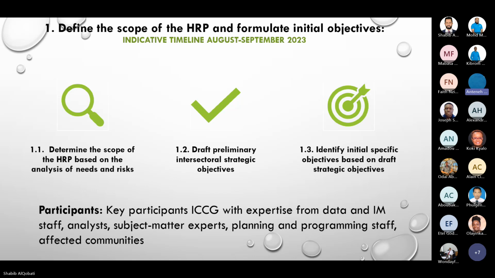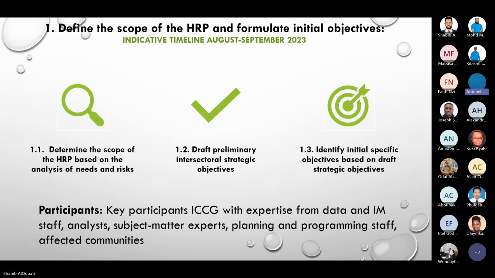As Joseph was raising in the question, this step has three sub-steps. We start with defining the scope of the HRP based on the HNO. After that, we draft preliminary intersectoral strategic objectives. And under the strategic objectives, we develop the specific objectives. This process involves the participation of the inter-cluster coordination group, meaning all clusters participate. And of course, OCHA coordinates the process.